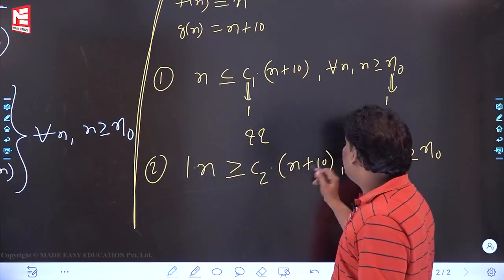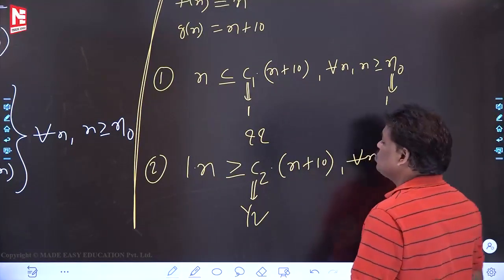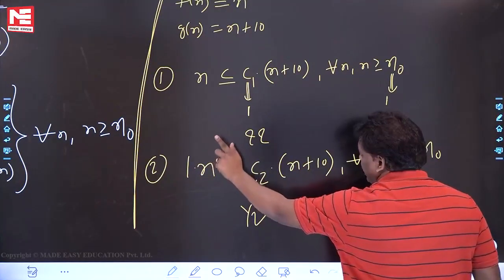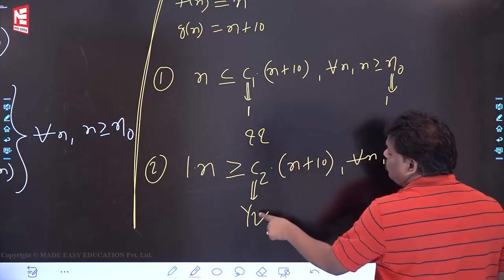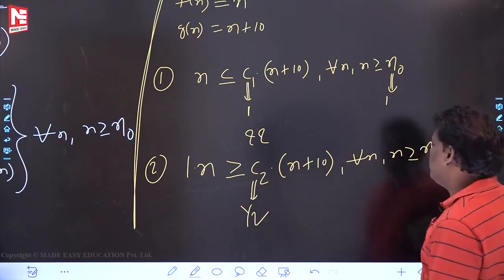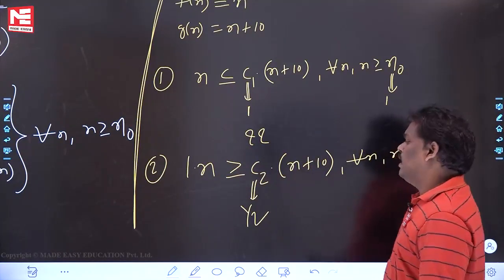It is going to be C2 n, with C2 replaced by 1 by 2. It is going to be half n. If n value is 1 lakh, this side is 1 lakh, but here 1 lakh by 2 is 50,000. So you can take C2 value as 1 by 2. By taking C2 value 1 by 2, I proved that left is bigger or equal also.